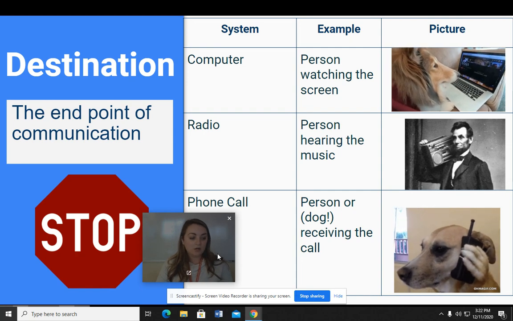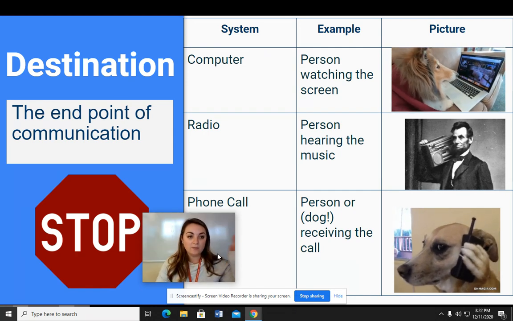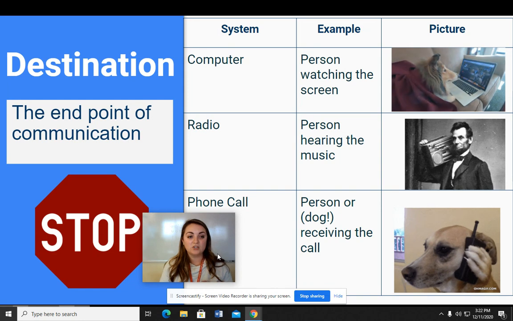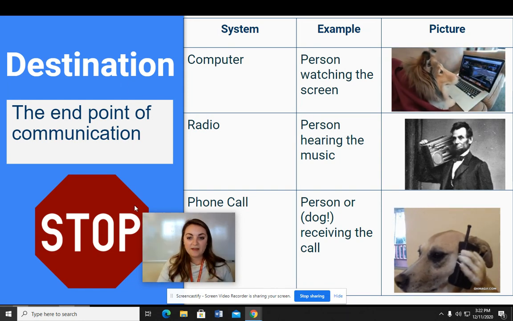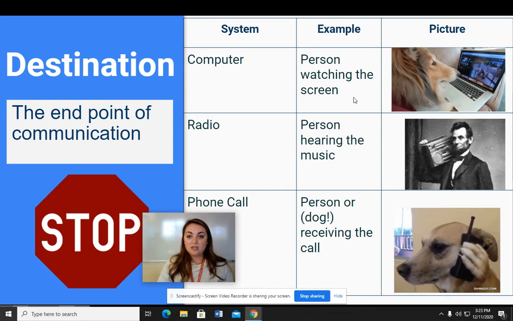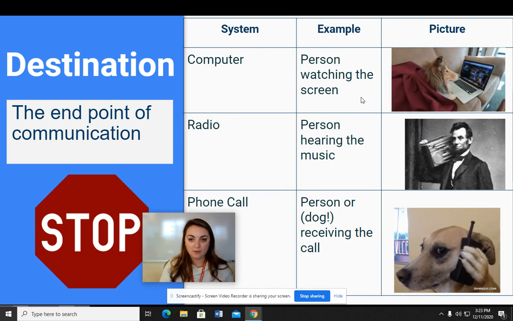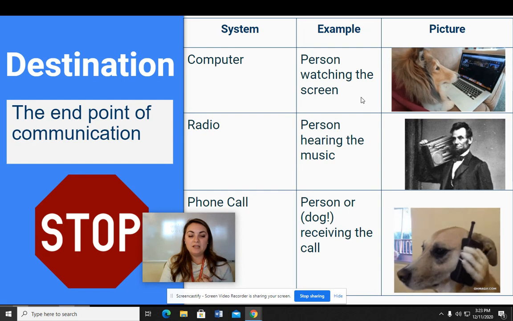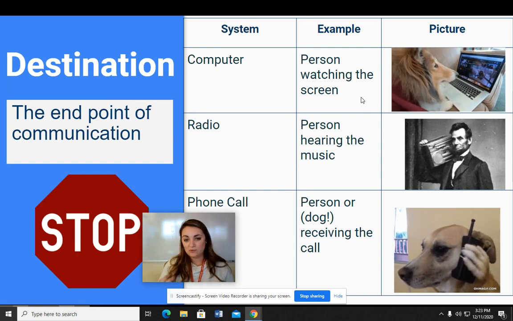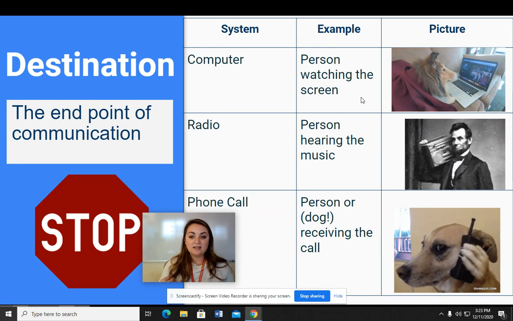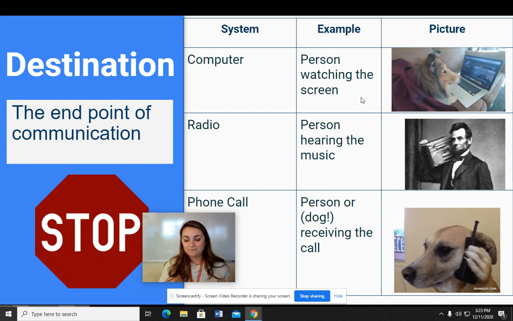Your communication systems will always go from source to destination. The destination is the end point of communication. That's where we're trying to get the message. In a computer, it's the person that's watching the screen. It's the person that's typing in that video and trying to watch the screen. It's the person that is listening to the music on the radio. It's the person that's actually receiving the phone call.